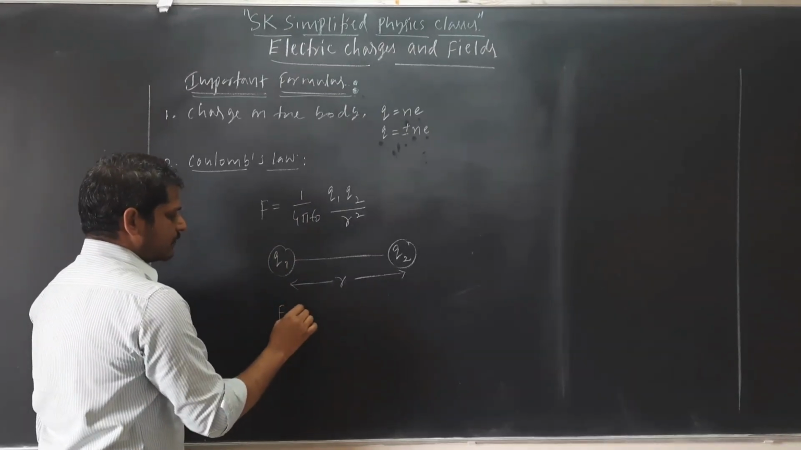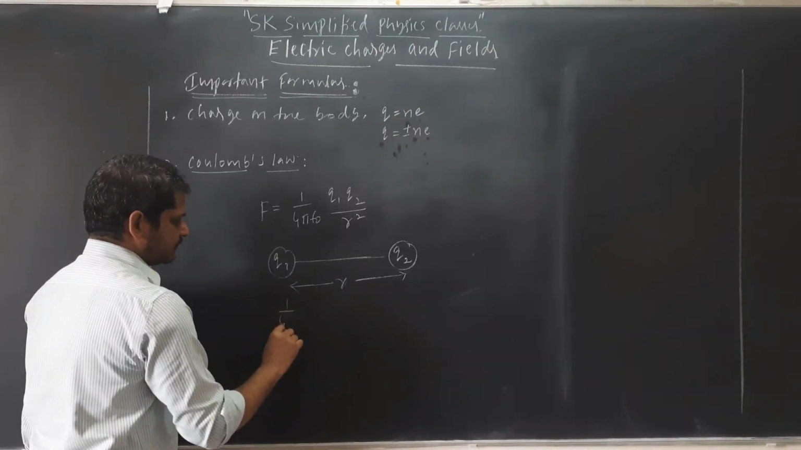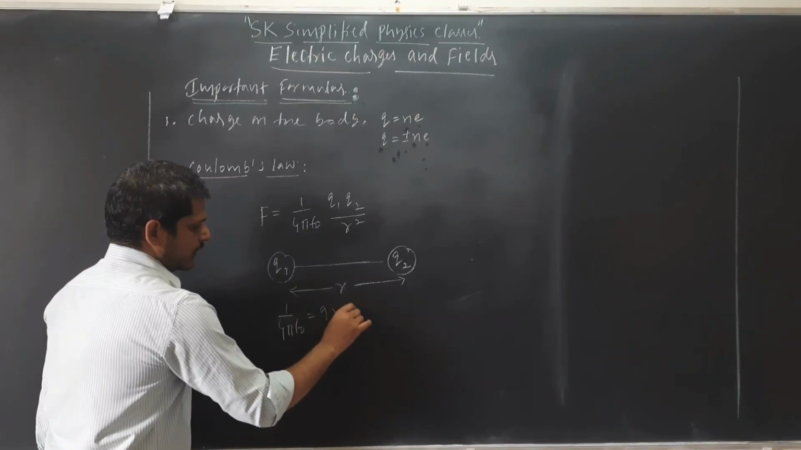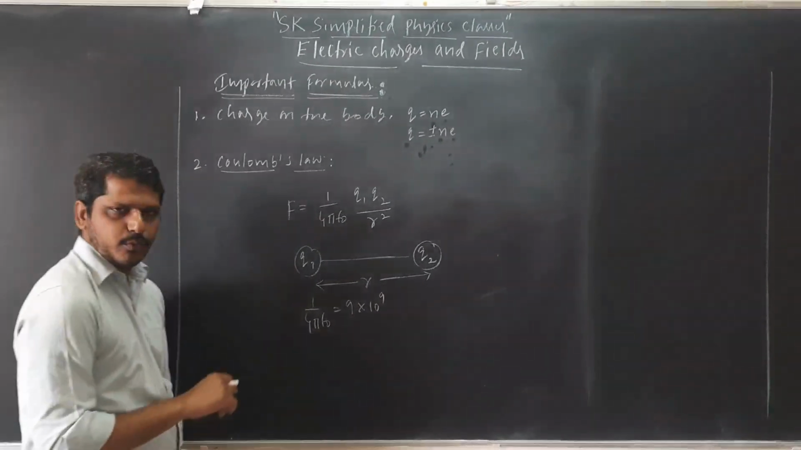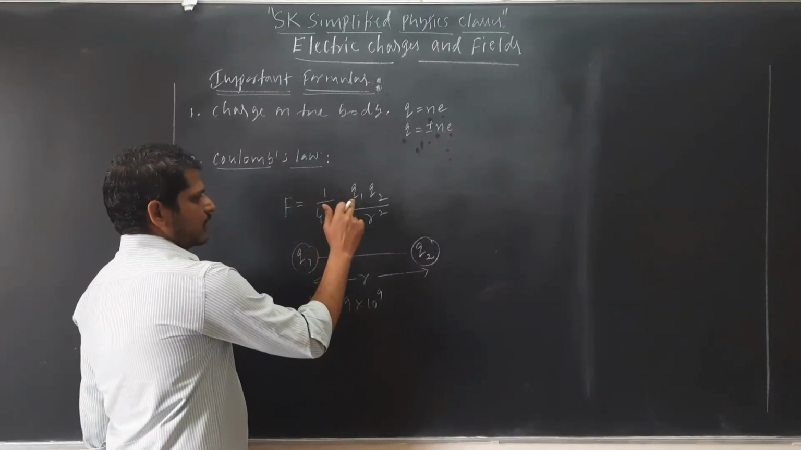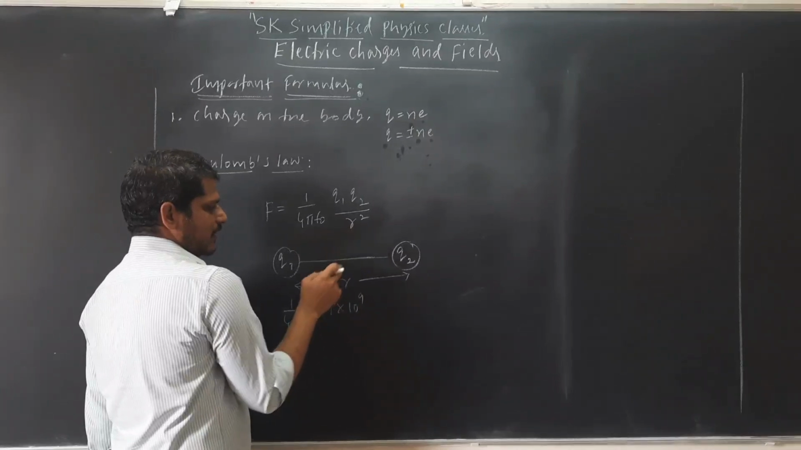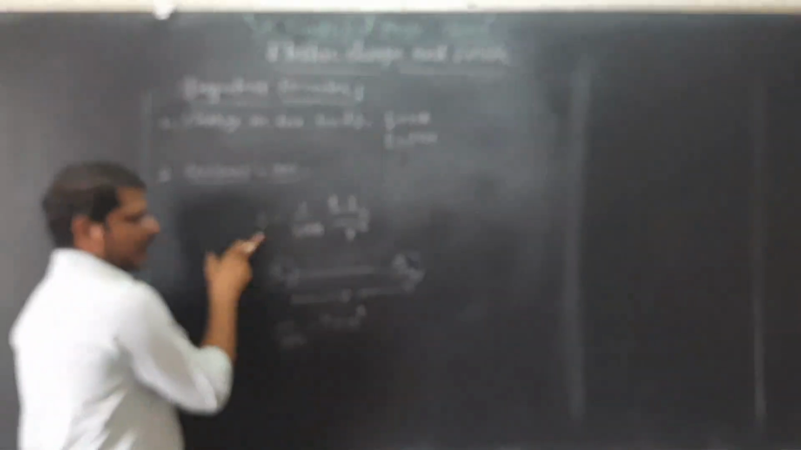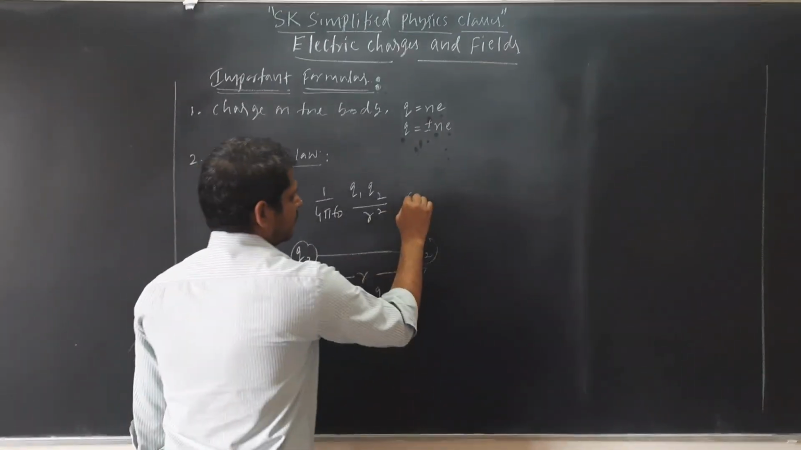1 divided by 4 pi epsilon naught equals 9 into 10 to the power of 9. This is the constant value, 9 into 10 to the power of 9. Q1, Q2 are the magnitudes of the charges, R is the distance between the two charges. Then we can calculate the electric force. This is in case of vacuum or in air.